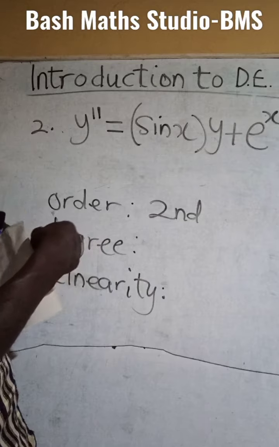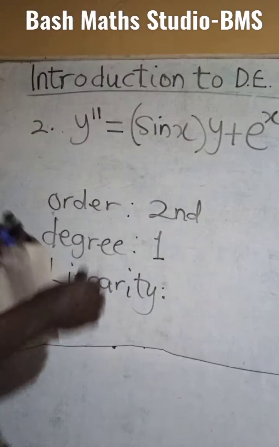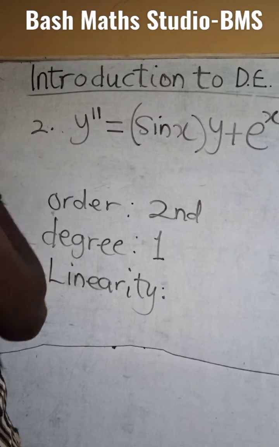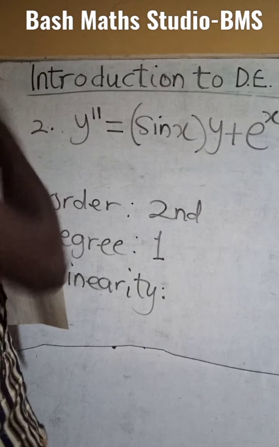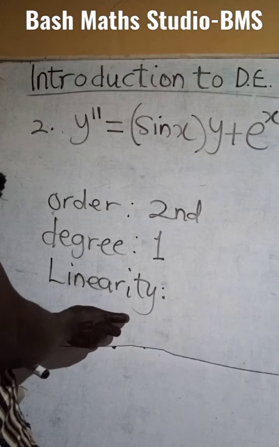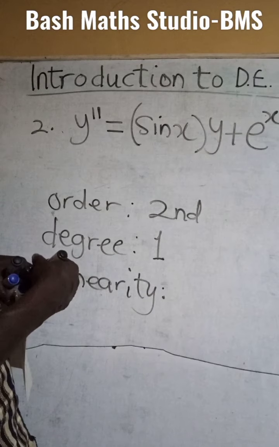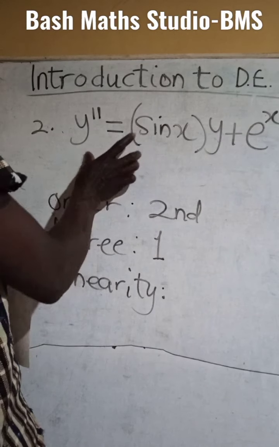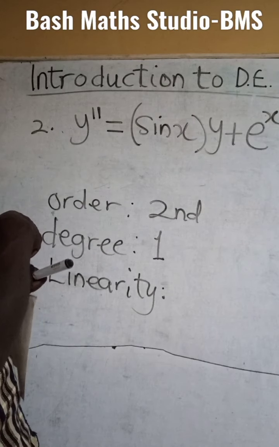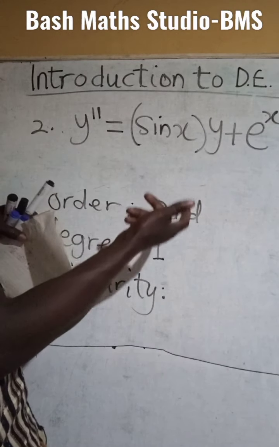And then we talk about the degree. So it's of degree 1, or first degree, just as we said, because the degree, or the power, of the highest order derivative is 1, and therefore we say that it's of degree 1. Now linearity. Is it linear or non-linear? It is linear because the power of the unknown function is 1.